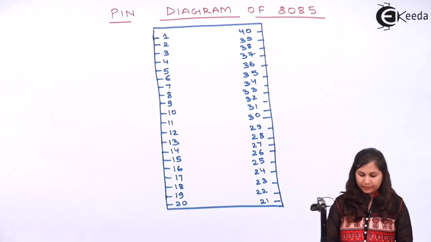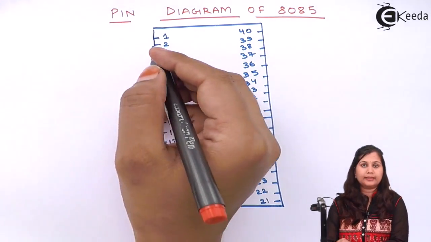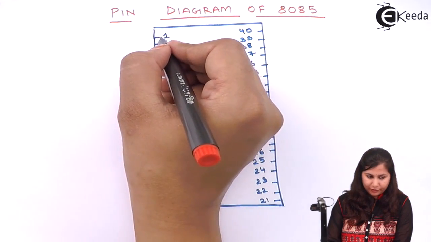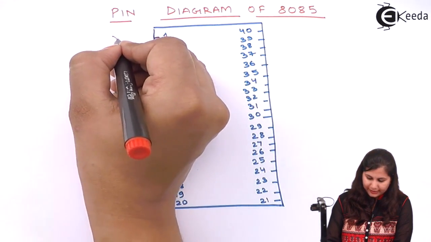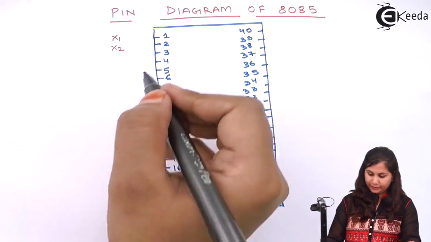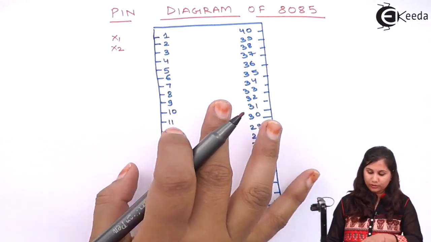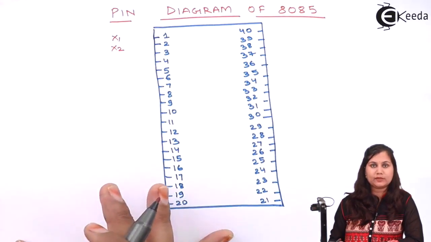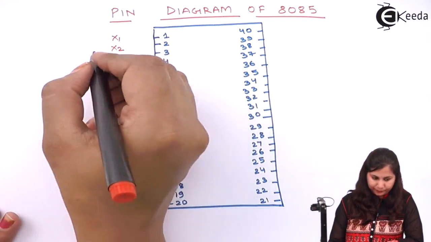Now let us name all the pins and see what these pins are representing. The first and the second pin are X1 and X2. Then third pin, let us first draw, then we will study one by one all the pins and what they are representing.